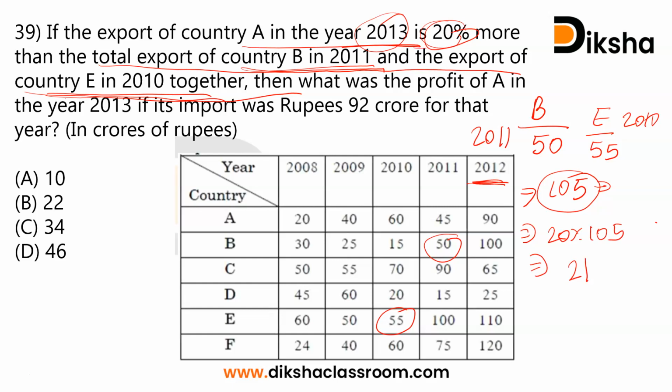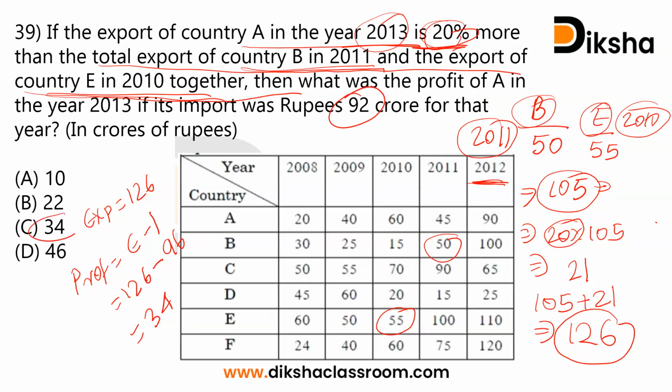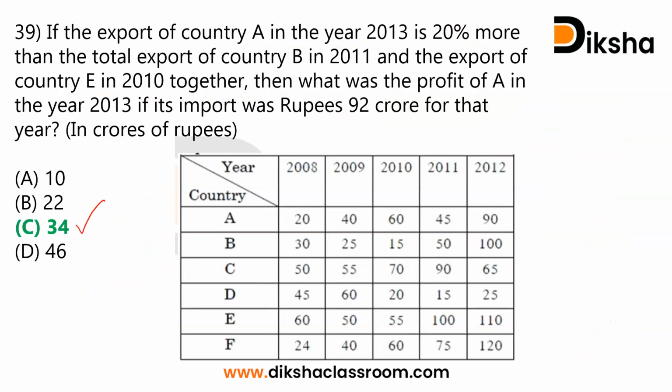In the question, it is given 20% more than the total sum. So the value will be 105 plus 21. You get it as 126. So we get the export value of country A in the year 2013 as 126, because they have said that it is 20% greater than the export value of B in the year 2011 and E in the year 2010. So the export value is 126. We know profit is export minus import, which is 126 minus 92, given in the question. The answer will be 34. So we get 34 as the correct answer to this question.